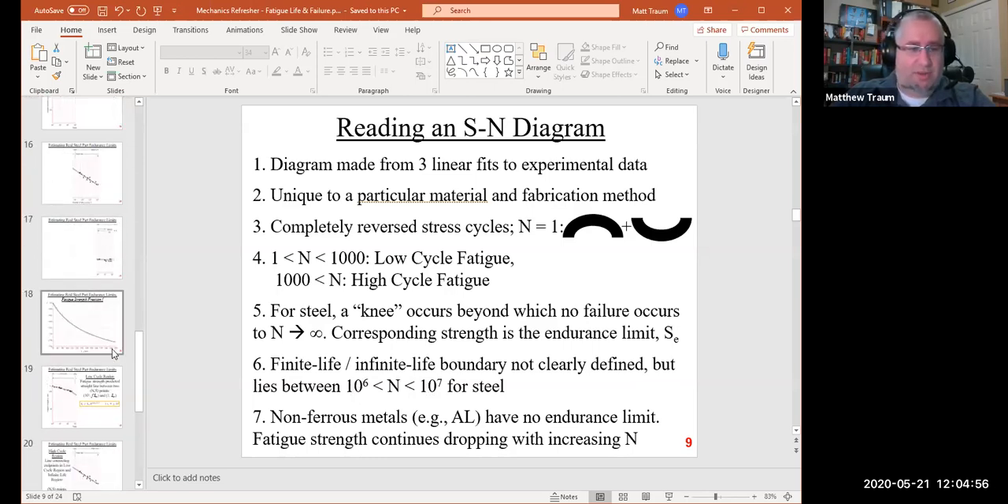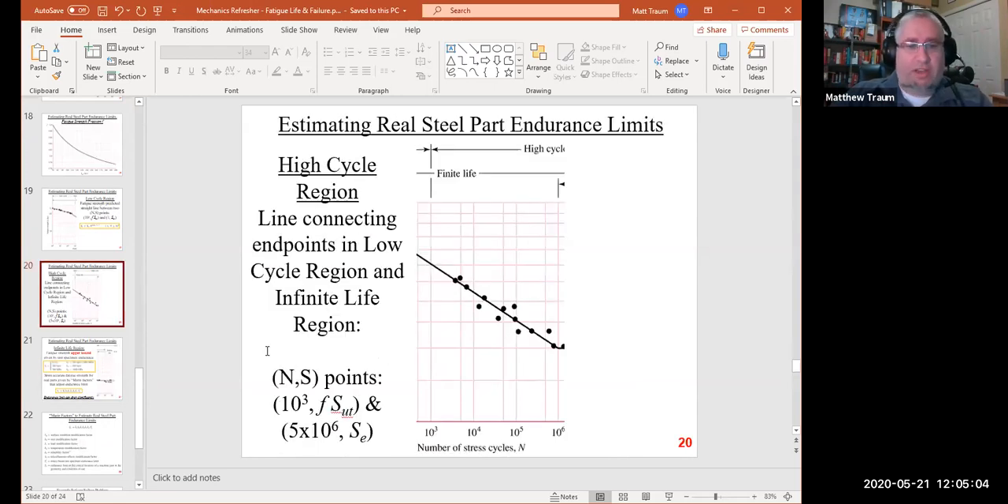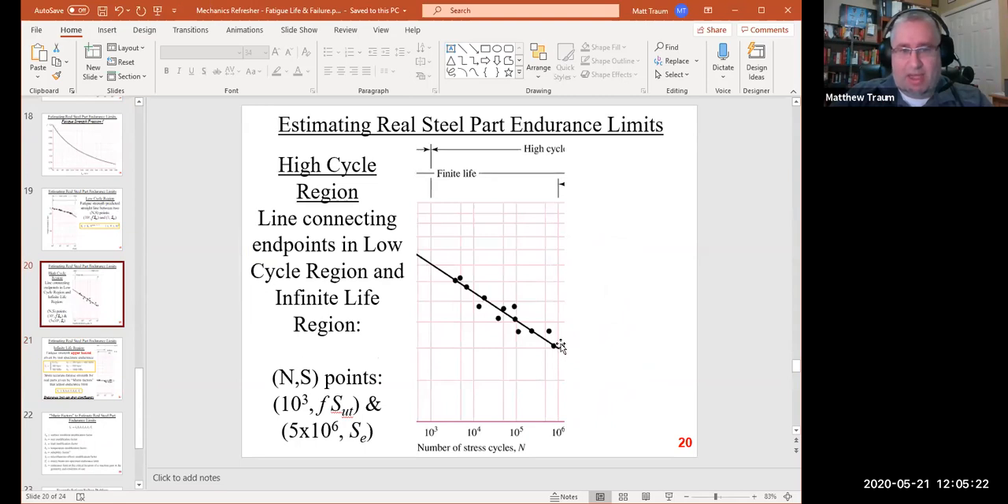And so for our purposes, because we're just now creating an SN diagram based on one measurement, we are going to place that spot halfway, right? So 5 times 10 to the 6th, halfway between 10 to the 6th and 10 to the 7th. And that's going to be the location of where we transition from the linear portion coming down to where we've got basically infinite life. And so that gives us this spot.